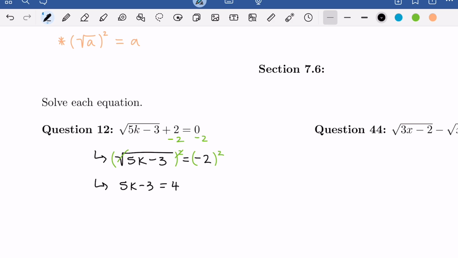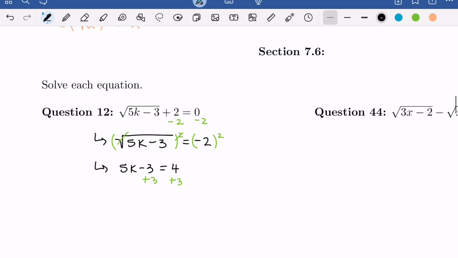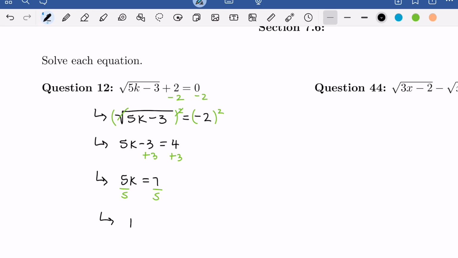Now this becomes a pretty easy equation to solve. We're going to add 3 on both sides. We're going to be left with 5k is equal to 7. And then we're going to divide by 5 on both sides to completely isolate our variable k. So k is going to be equal to 7 over 5.